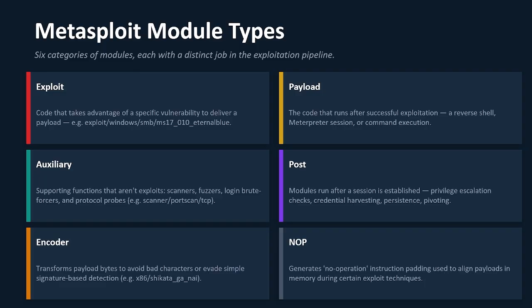There's the encoder, which will transform payload bytes to avoid those bad characters, evade signature-based detection, and various other ways of encoding that data, so it doesn't all have to be just UTF-8. And then there's the no operation instruction. So NOPs will typically come in, especially for those buffer overflows, where you need to have a certain amount of data which is sent there, and typically you end up sending a lot of no operations as part of that to kind of pad the attack payload.